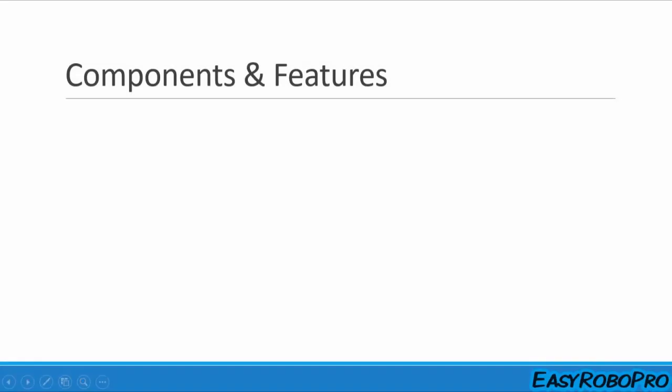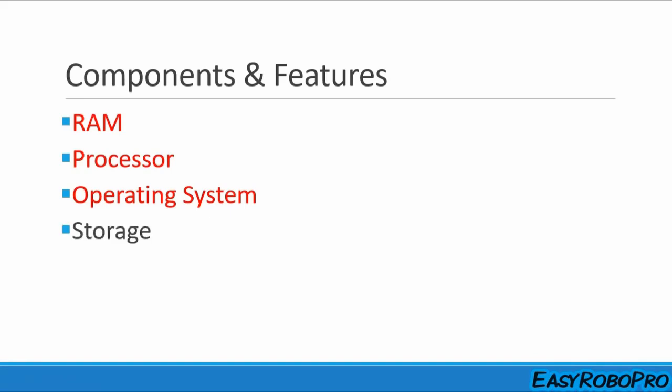The components and features that we have to look while buying the laptop are RAM, processor, operating system, storage, screen size, brand, and finally budget. Out of which RAM, processor, and operating system are primary components or features, storage, screen size, and brand are secondary, and finally budget is the most important thing which will determine every other feature or component.